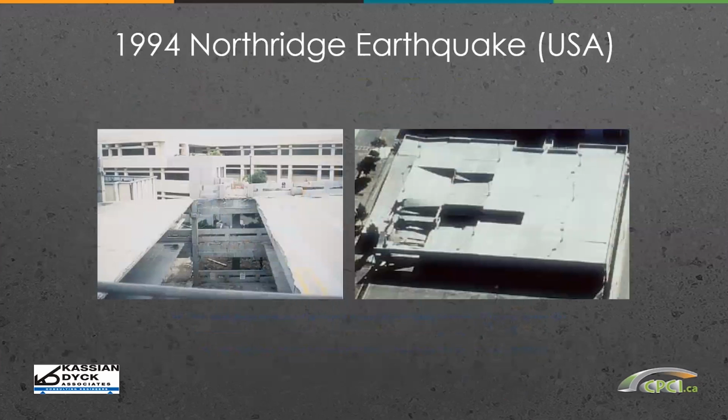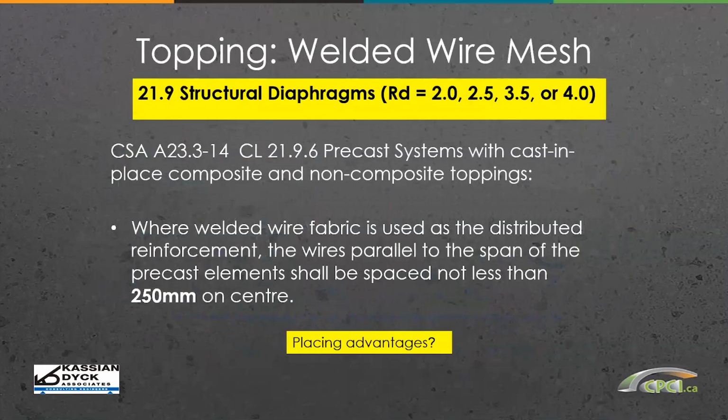So as a result of the Northridge earthquake, provisions were put in the ACI 318 code and then also in CSA A23.3 that if you're using welded wire mesh as reinforcement in your concrete topping, again for RD2 and higher structures, they want you to use a wide wire spacing. So say the spacing should not be less than 250 millimeters on center. Again, this is probably good for people walking on mesh on site.